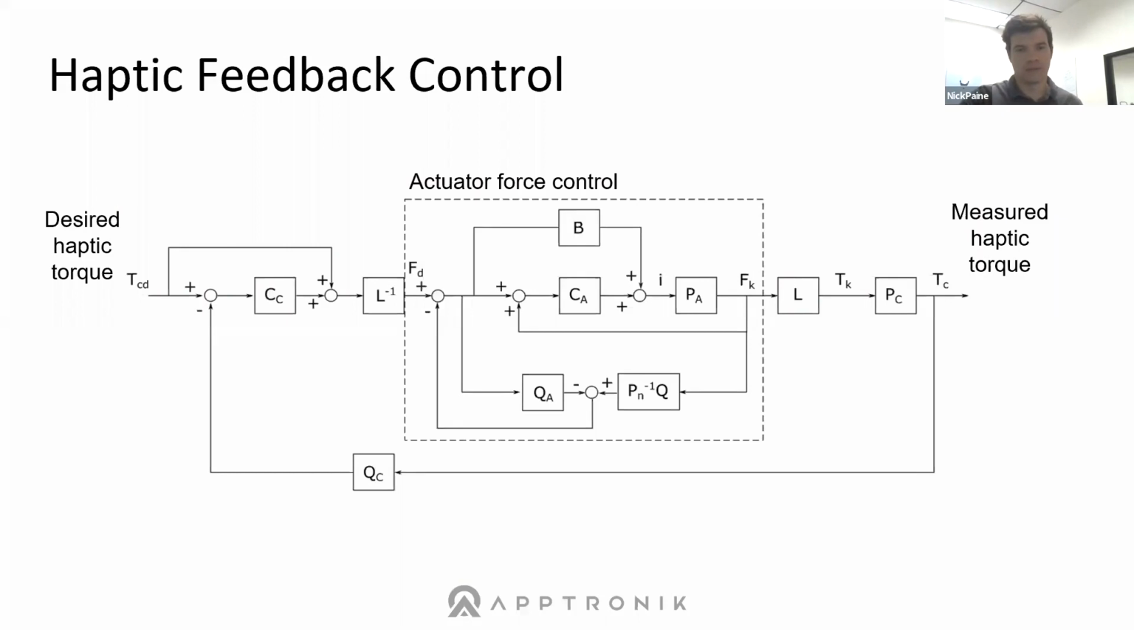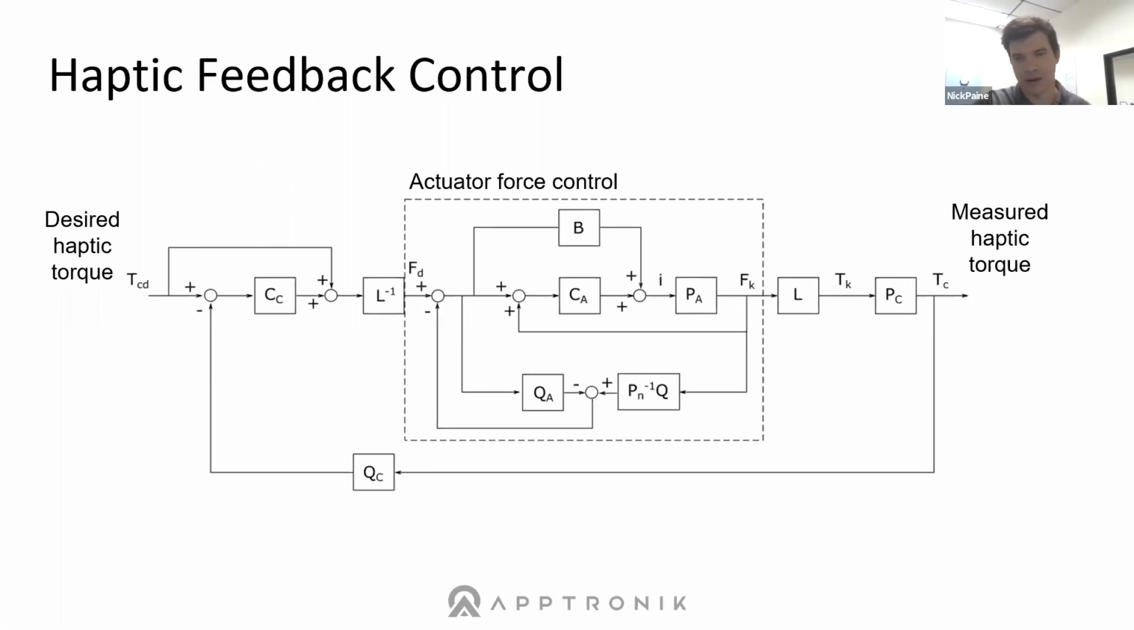So this is a block diagram of the control that's used in that video. The inner loop here is an actuator force control. So the input port of that is a desired force, and then the objective of that controller is to track desired force as measured by a spring in this case, which is a series elastic actuator. The rest of the control diagram is implementing that cuff force feedback control, or that haptic control.